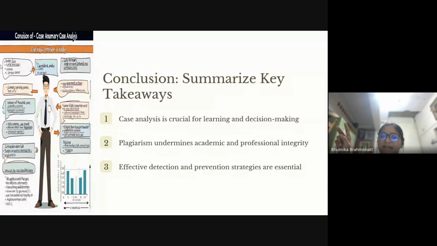Second, plagiarism undermines academic and professional integrity, which is very important. You should be ethical as well as follow the standards of the respective organization, which is very important for any person, for any field, right? And last, effective detection and prevention strategies are essential. We should follow the prevention guidelines given by the respective organization.